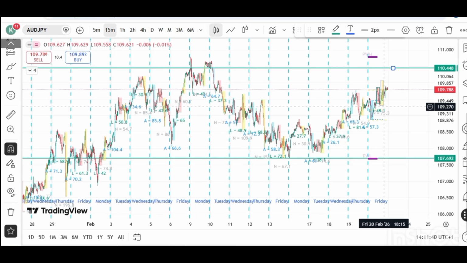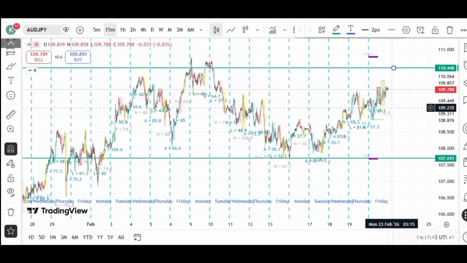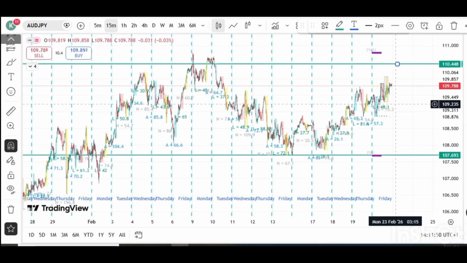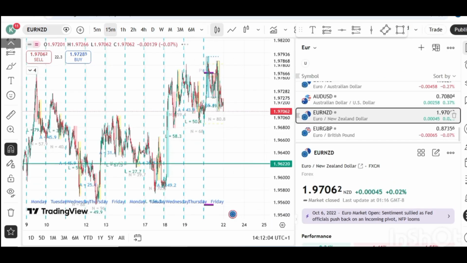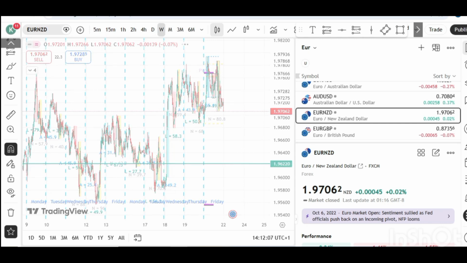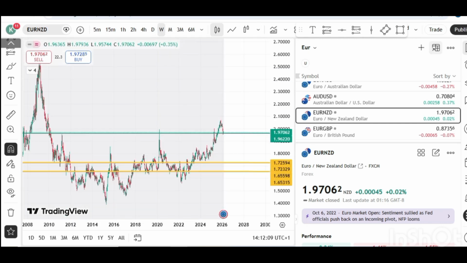Now let's go to the Euro New Zealand, and let me explain why I took a loss on that trade, because after I took that loss, I had to review that trade. You know, why my stop was hit. So let's go to Euro New Zealand. On Euro New Zealand, of course, it's the same process. I always go to my weekly time frame to confirm the trend of the market.